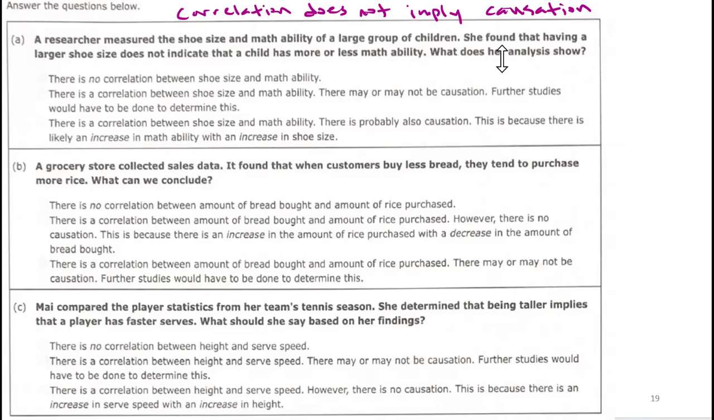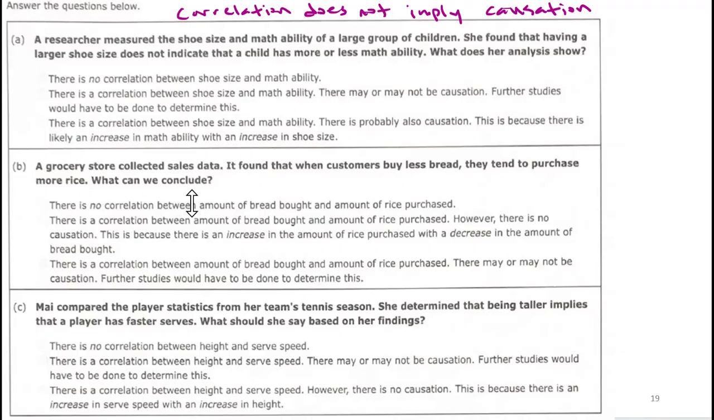Correlation does not imply causation. You can't say one thing causes another unless you have a lot of data that supports that, which is hard to do sometimes. So let's look at this one quick question. Actually, I want to go to the second one here. It says a grocery store collected sales data. It found that when customers buy less bread, they tend to purchase more rice.